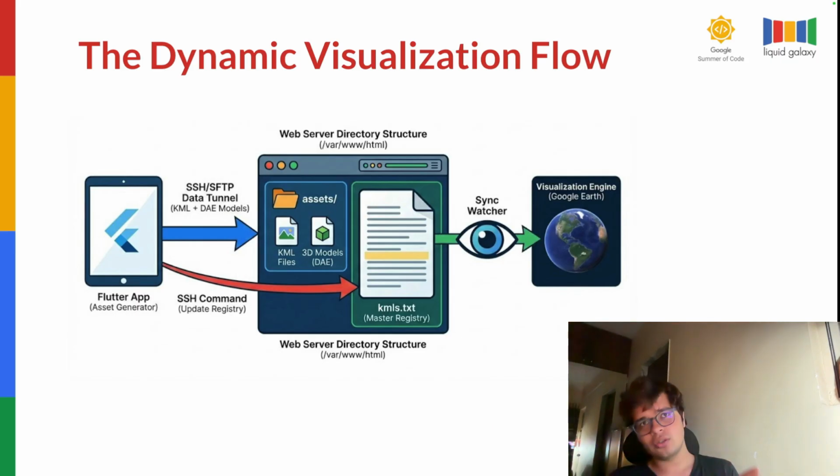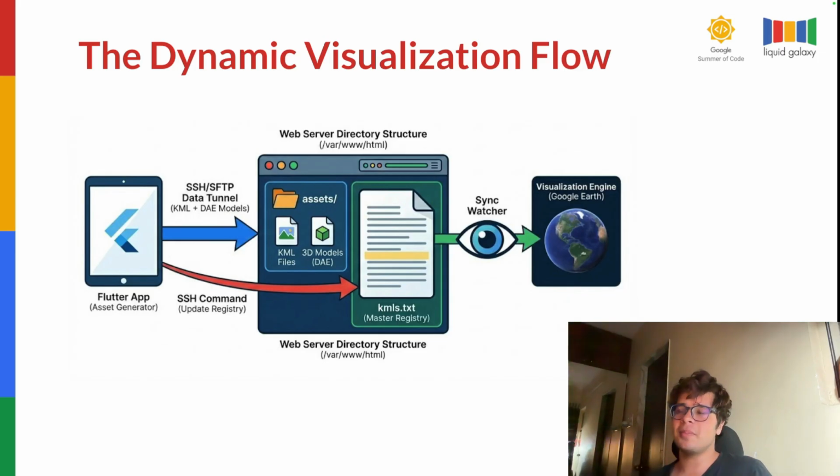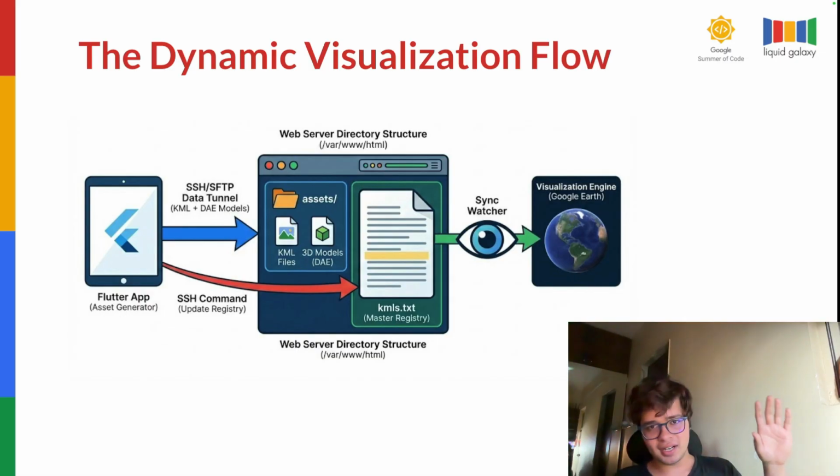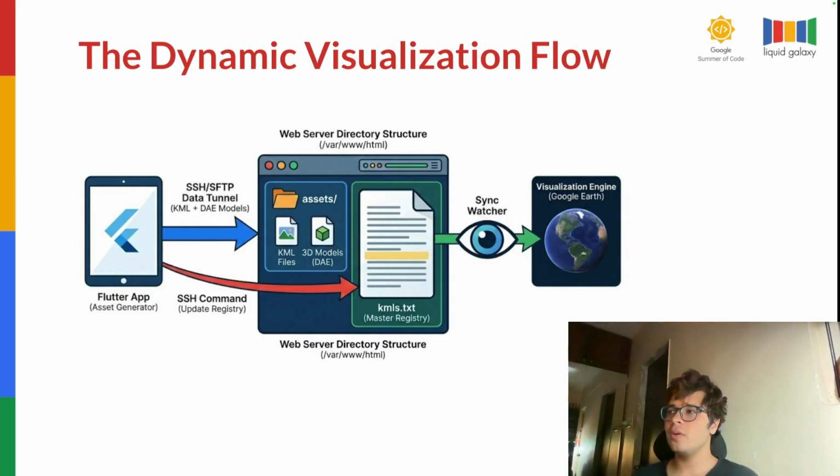Okay. So the pipeline is very, very clear. You have the controller app, you have those SSH and SFTP tunnels ready. You have the assets in the folder from where they are taken. It goes to that directory, that is /var/www/html. The sync watcher gets it from the kmls.txt, and then it renders, and boom, it's there on Google Earth, right? So this architecture is pretty powerful because it separates the control from file serving and from the rendering part, okay, making Liquid Galaxy a little more modular and easy to automate the whole thing.